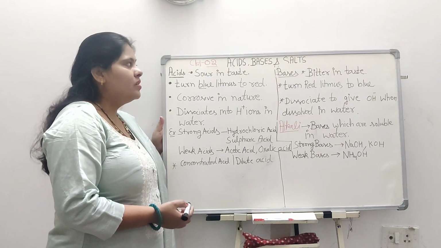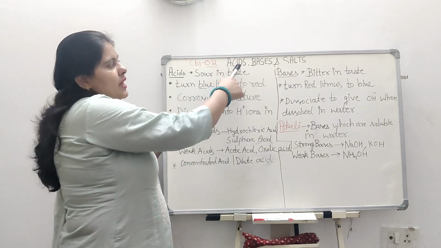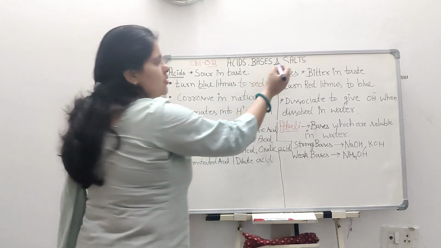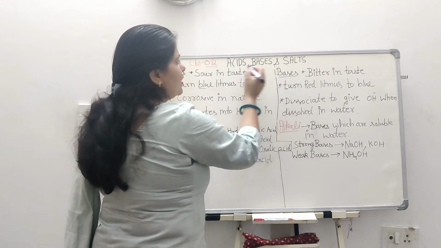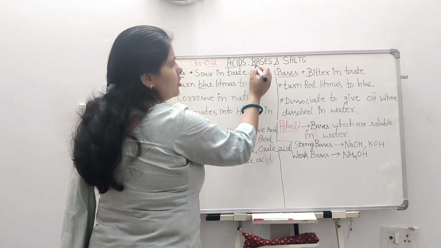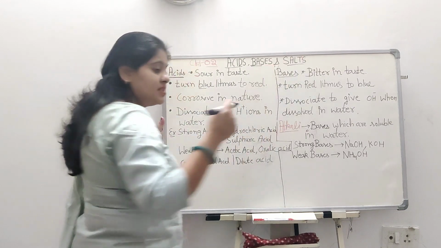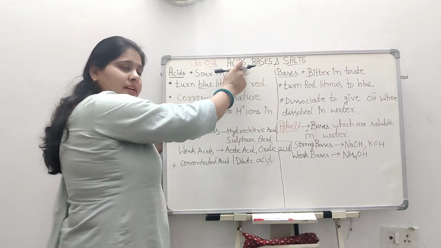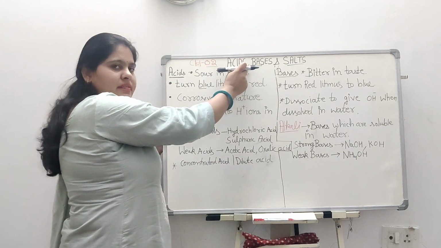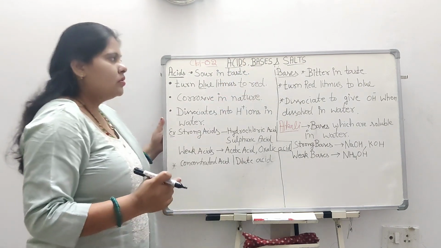In today's video, I will explain chapter 2, acids, bases and salts. So in this chapter we will see how substances are called acids, bases and salts, and which substances we can categorize as acids, bases and salts.